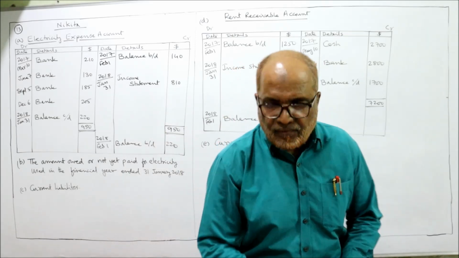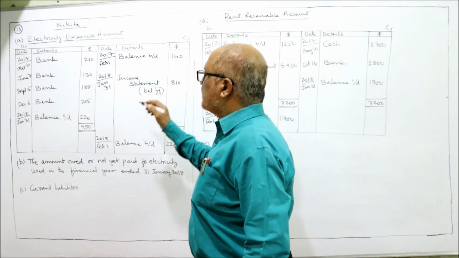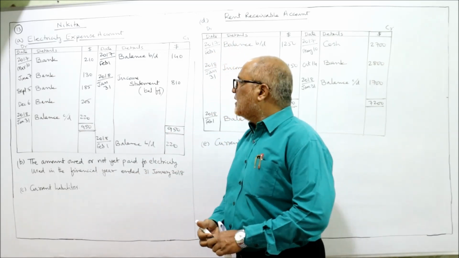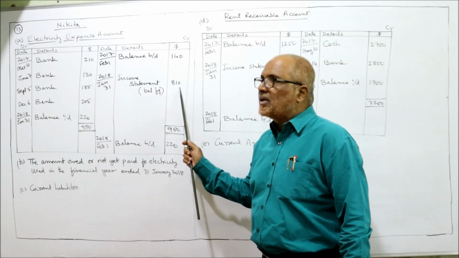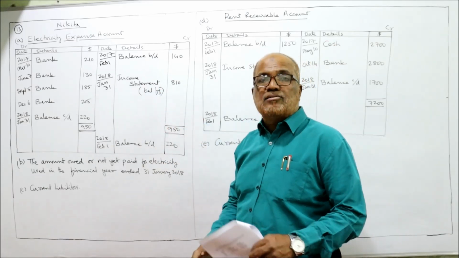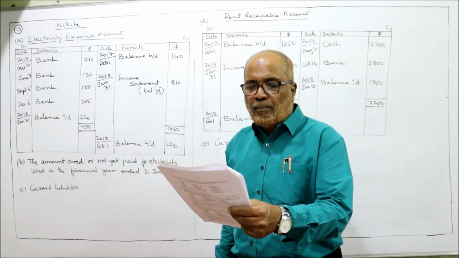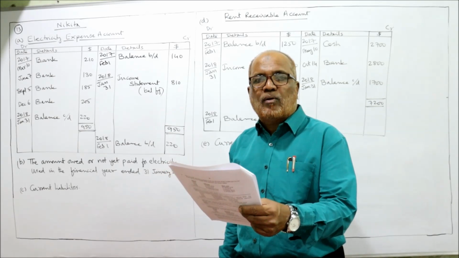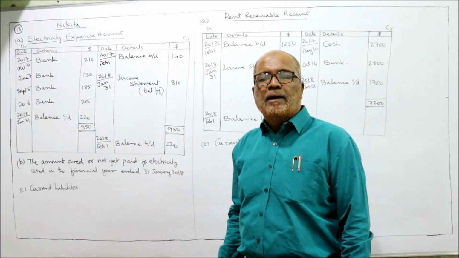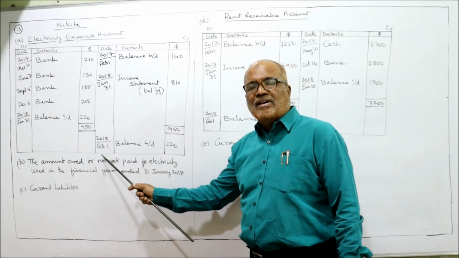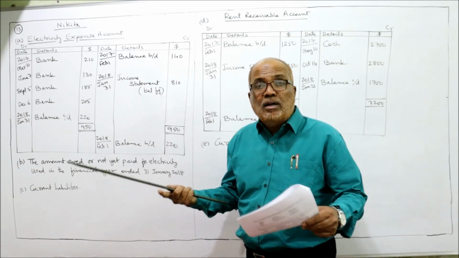So this is the balancing figure. It is not given in the problem. We have calculated the balancing figure. So $810 will be transferred to income statement. That's all. This is the A point completed, electricity expense account. Now B question: state what the balance brought down on 1st February 2018 on the electricity expense account represents. The balance brought down on 1st February 2018 is $220. What does this mean?